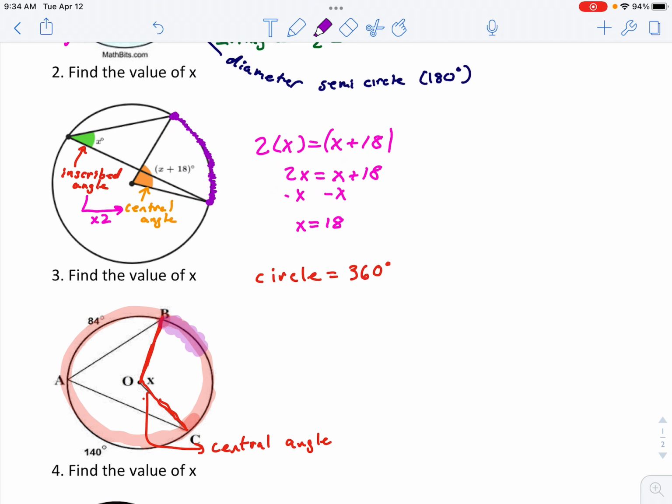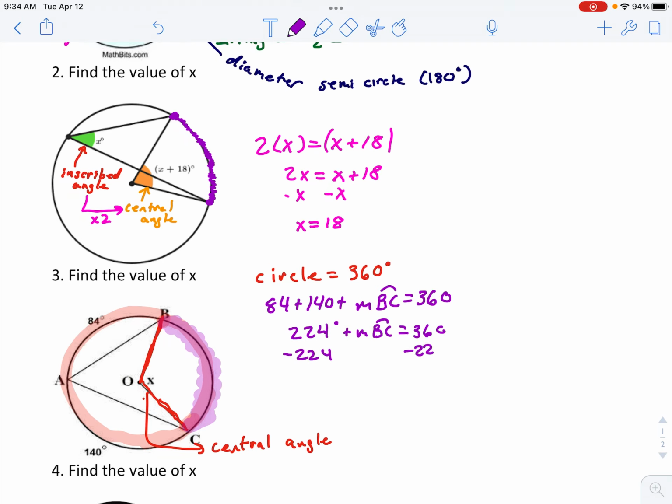We only need this portion right here, so we need to find arc BC. So all we have to do is, well, 84 plus 140 plus the measure of arc BC. That's going to equal 360. Okay, so we're going to get 224 plus the measure of arc BC equals 360. Subtract 224 from both sides, and the measure of arc BC equals 136.